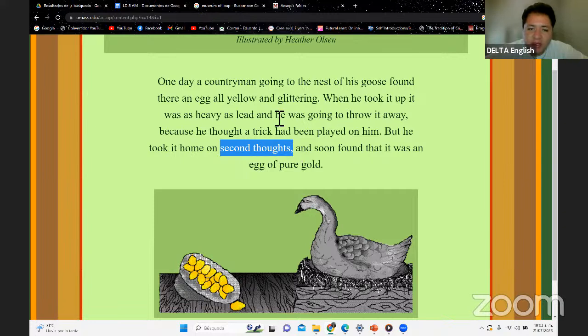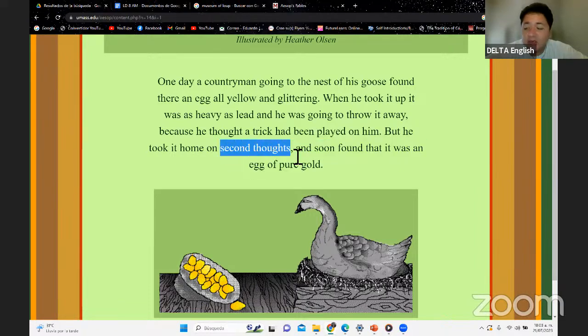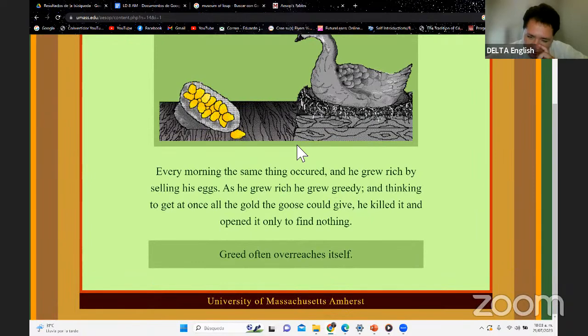So at the beginning, he thought it was a trick, but he had second thoughts. That means that he didn't believe this. No creyó 100% que le habían hecho una broma. So that's why he had second thoughts, meaning that he suspected it could be something else. Sospechaba que podría ser algo más. And soon found that it was an egg of pure gold. This is simple past too.